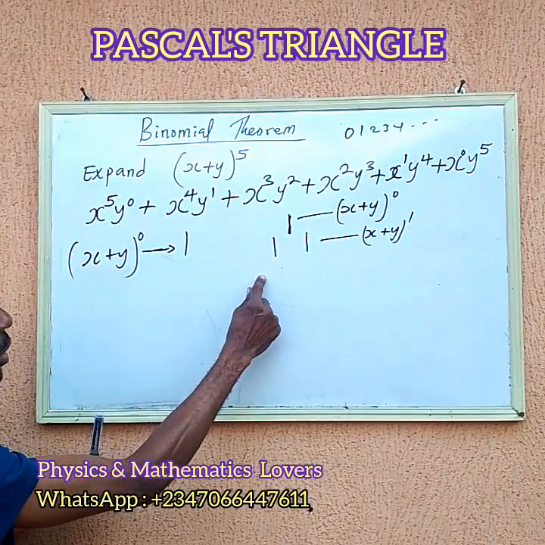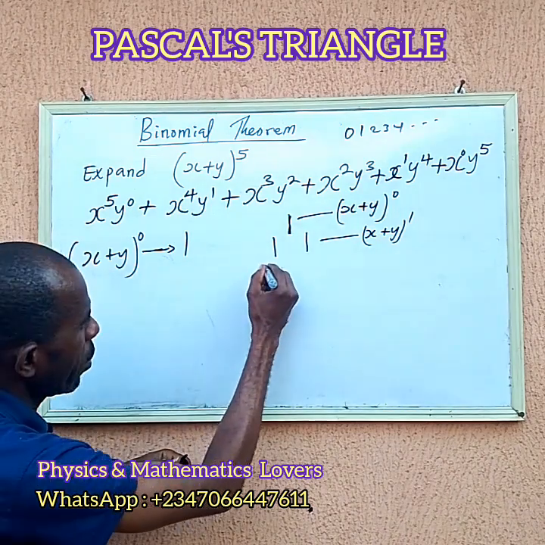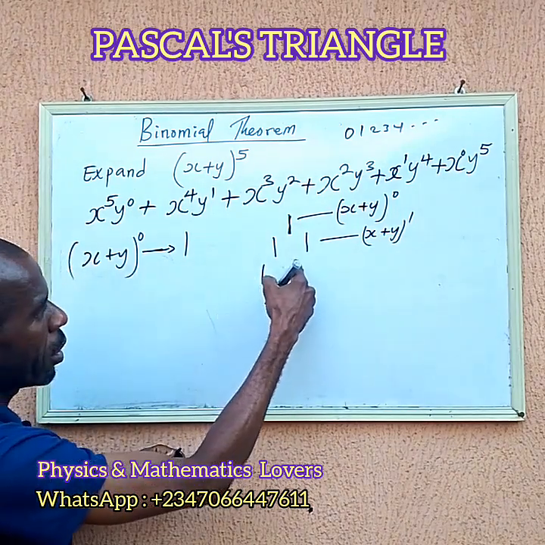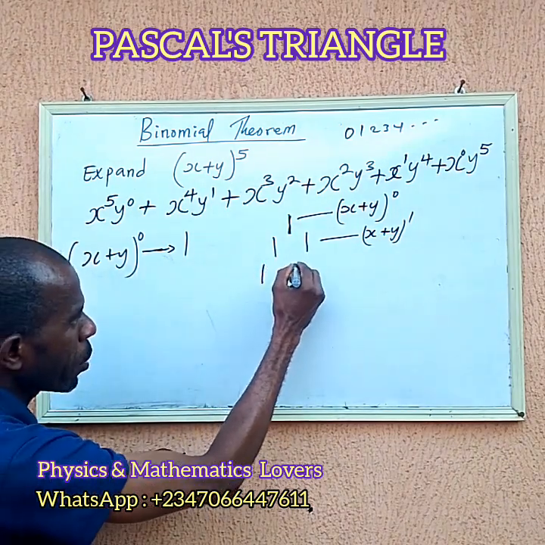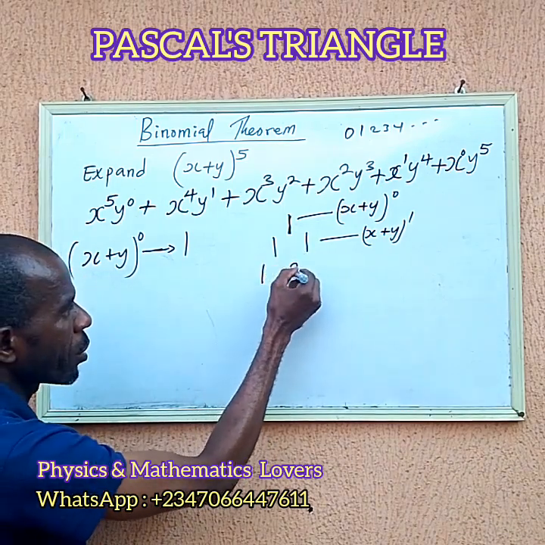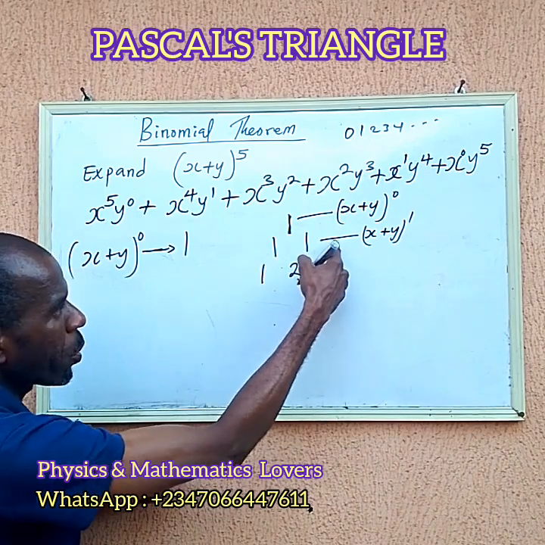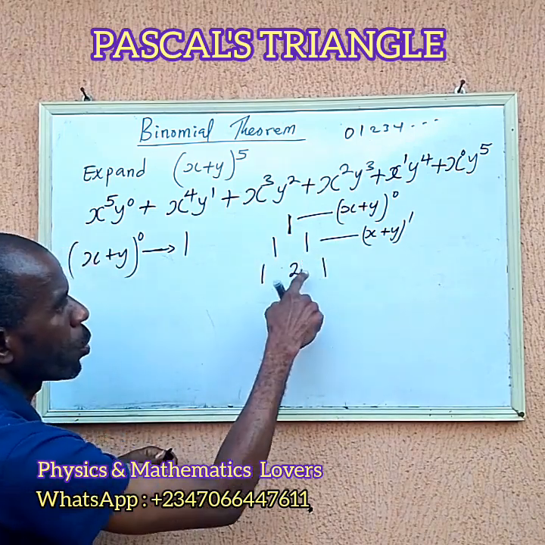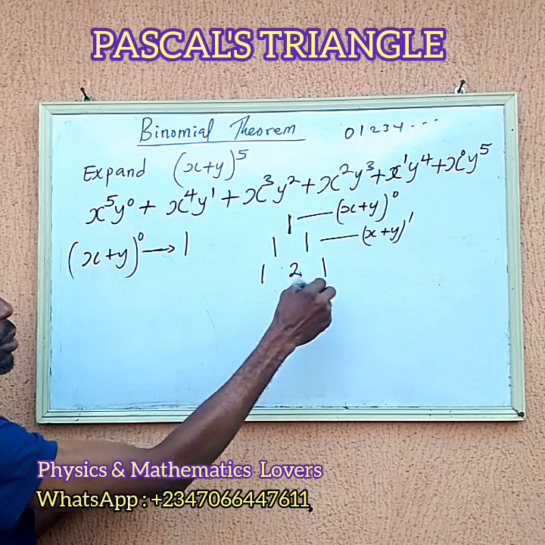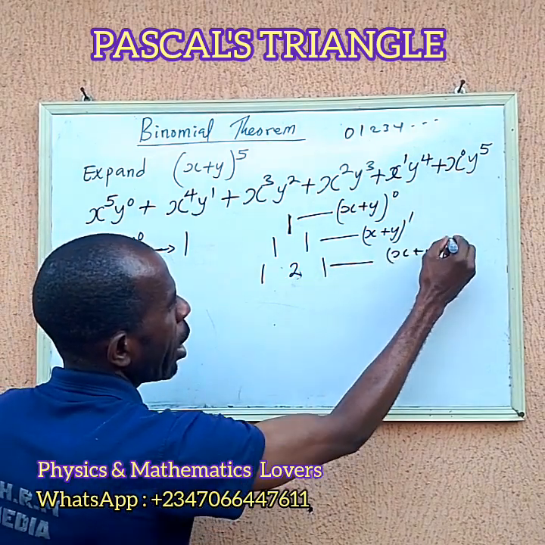Now, how do we get the next coefficient again? This one here, bring it here. That is 1 plus 0 is 1. Then 1 plus this one, put it here. That is 2. 1 plus 1 is 2. You add it to this next one, 1 plus 1 is 2. Then 1 plus 0 here, you bring it here. You close it up with 1. Then this is where (x + y) raised to the power of 2.